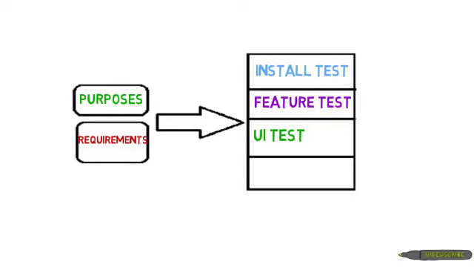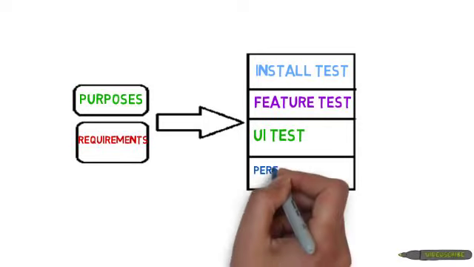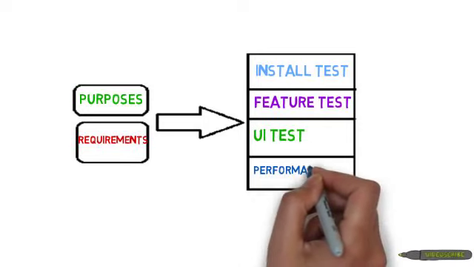Next is UI testing. All the graphic elements, for example the characters in the plot, the background and the objects in the game are tested. The text and audio content is also tested. If the game supports multiple languages, you need to test it playing it in each of those languages.